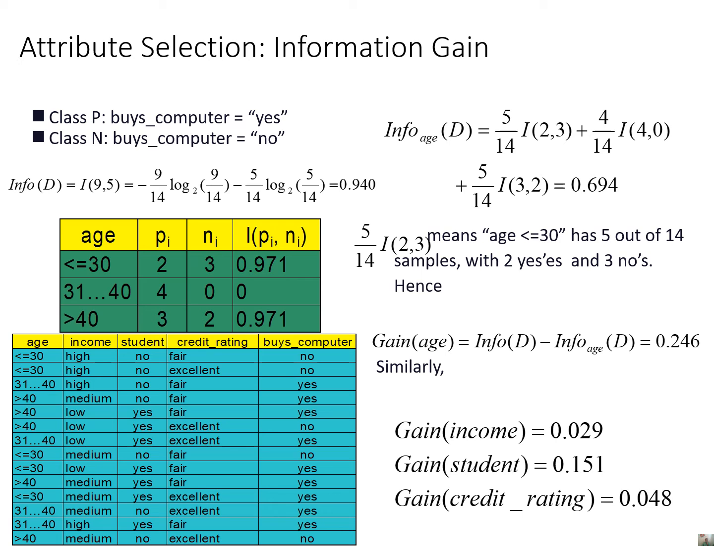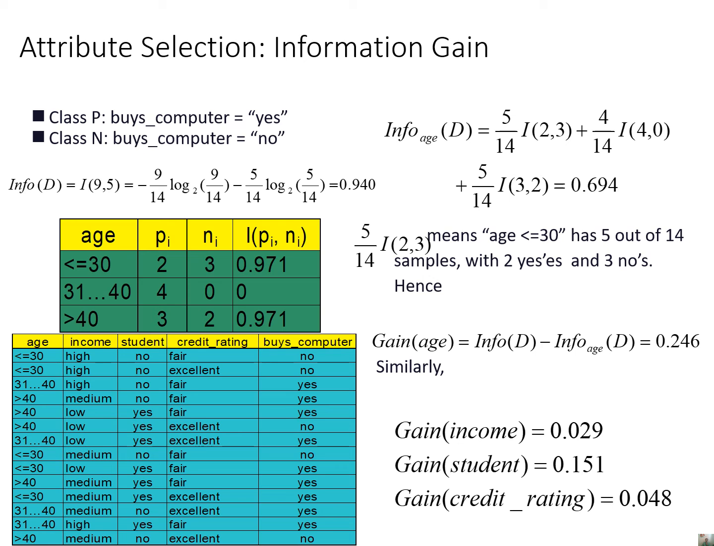Then for age 31 to 40, 4 out of 14 will be in the group 31 to 40, so the information for the 4 and 0 classes will be generated. Same for age more than 40, where we have 3 and 2, 3 for yes and 2 for no. Once we calculate this, we get the total information for the attribute age as 0.694.